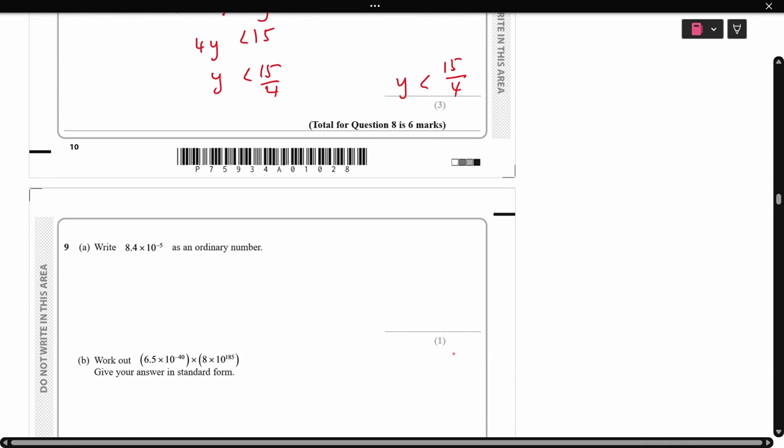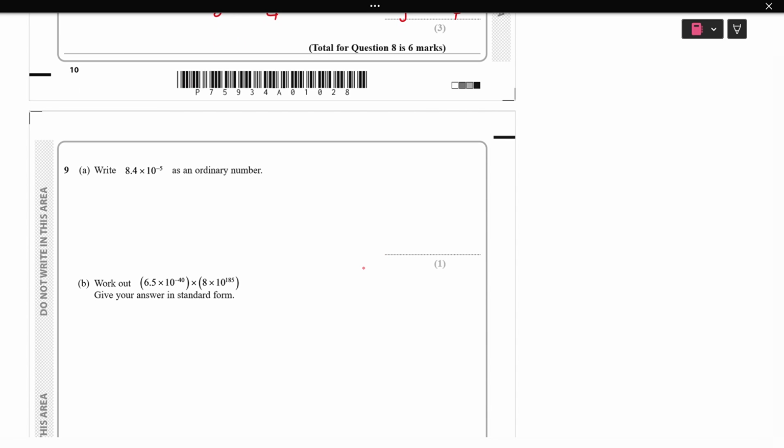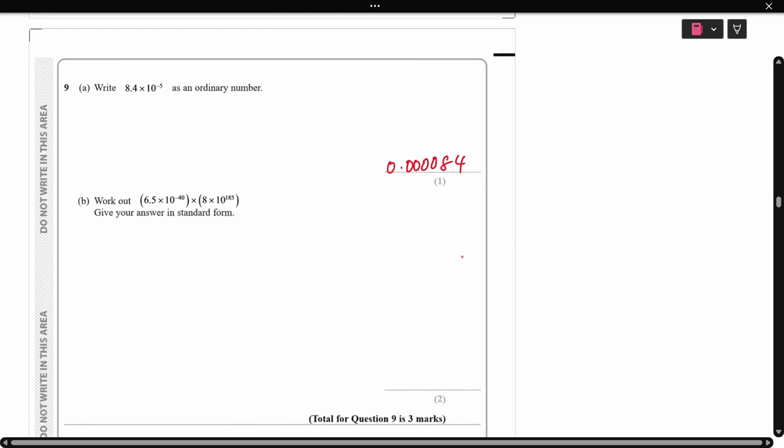Okay, so the next question, I'll write in ordinary form. 8.4, so it's negative, so we need to go back. So it is 1, then we should add 4 zeros. 0, 1, 2, 3, 4, 8, 4. This is the ordinary number. Okay, next one.